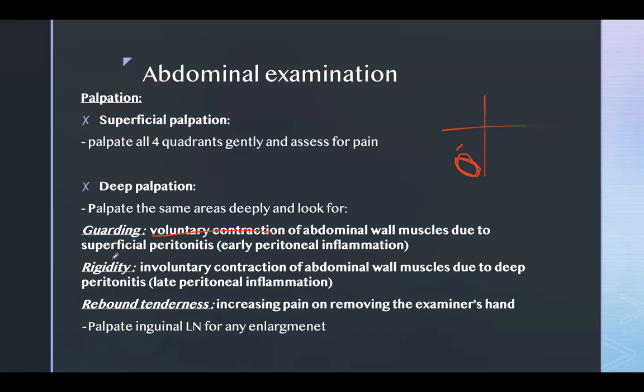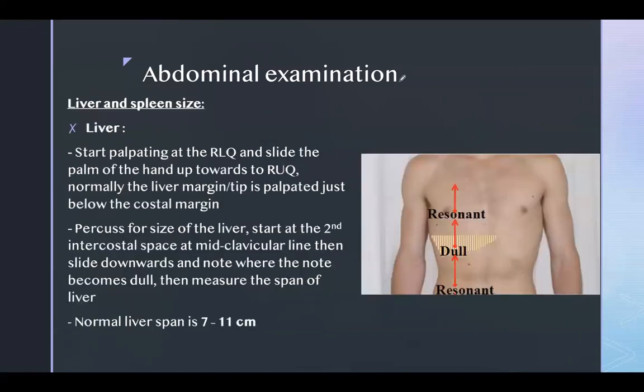and the muscle will contract voluntarily, and they will withdraw as if the abdominal muscle is withdrawing from pain. While rigidity is an involuntary contraction that happens the moment you put your hand, and usually the more rigid the abdomen, the worse the peritonitis is. This means that there's late, profuse peritonitis all over, and this patient usually needs immediate surgery. So rigidity is the involuntary contraction of the muscles, and guarding is a voluntary contraction while examining.